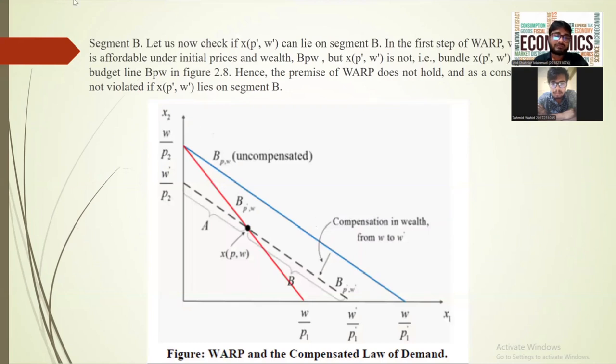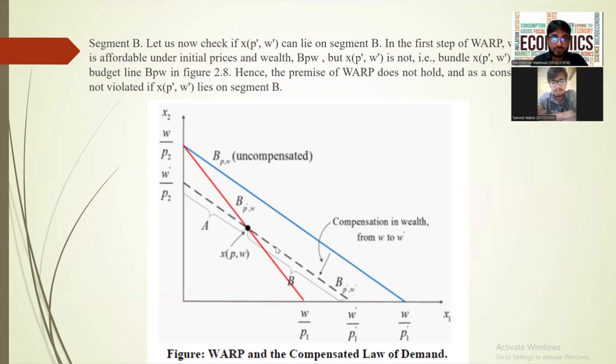So we can see in this graph the assumptions of WARP. Yes, you are right. And here we can see the two segments. Here is segment A, and then another, here we can see, is segment B, which is the right-hand side of the middle point of the graph.